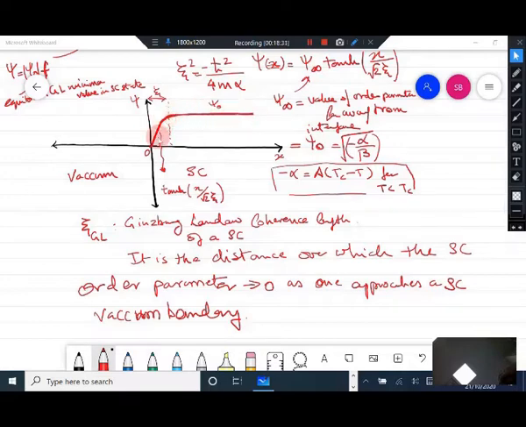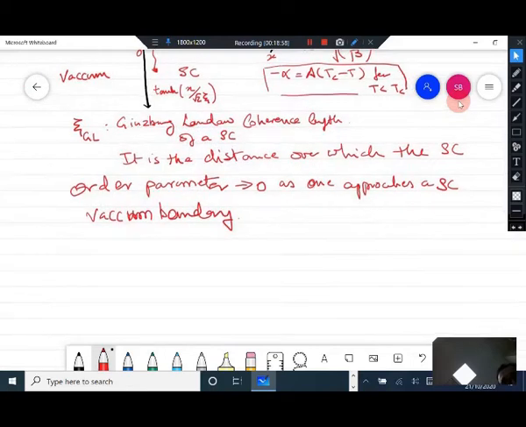But as you approach the superconducting to vacuum boundary, the order parameter has to go to 0, because at the boundary the superconductivity is lost completely. Just outside the boundary there is no superconductivity left to define. So at the boundary the order parameter has to be 0, and the distance over which it goes to 0 is the coherence length, the Ginzburg-Landau coherence length.